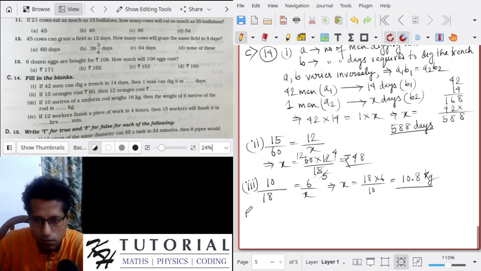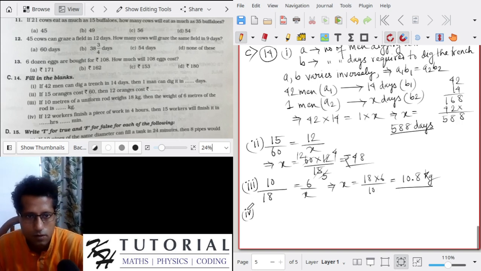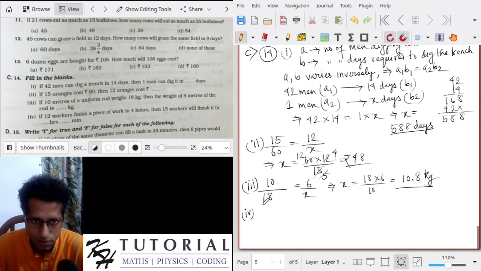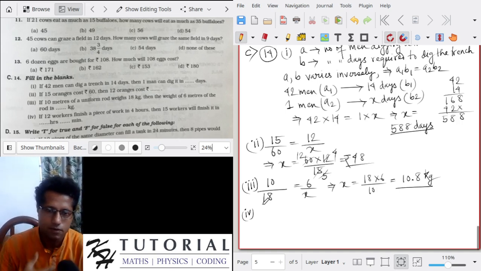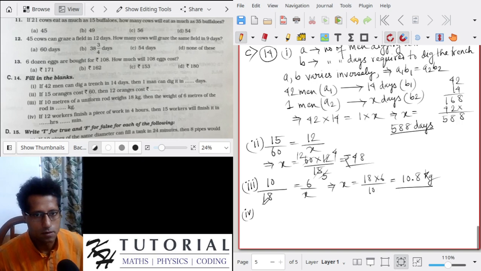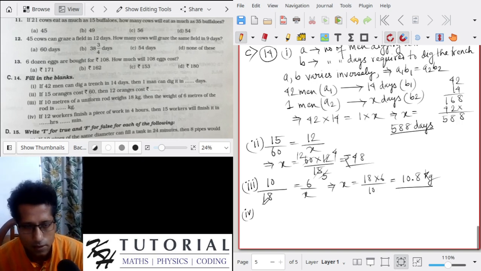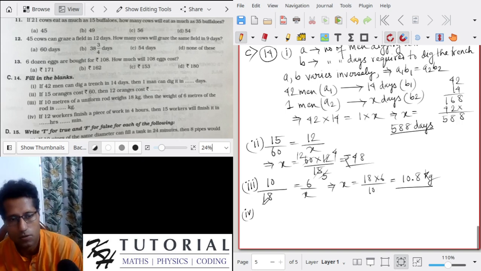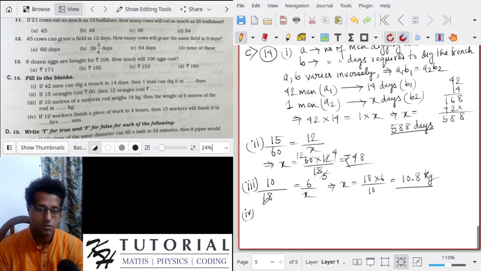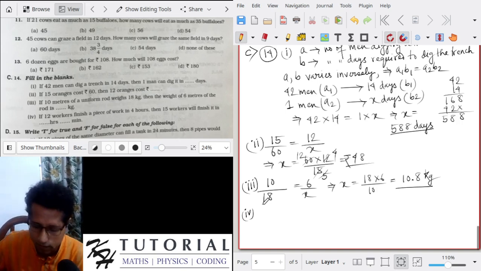Let's try to do part 4. If 12 workers finish a piece of work in 4 hours, then 15 workers will finish it in how many hours and minutes? Okay, so the quantity A is the number of workers, and the quantity B is the number of hours the workers take to finish a piece of work. Definitely A and B vary inversely, because the more workers, the less time required to complete the work. And if the number of workers is less, then more time will be required. So when two quantities A and B vary inversely, their product is the same.